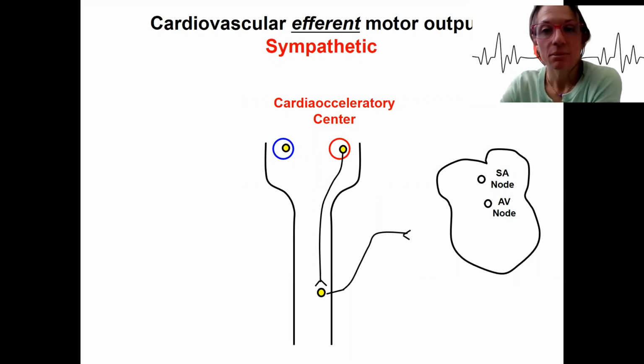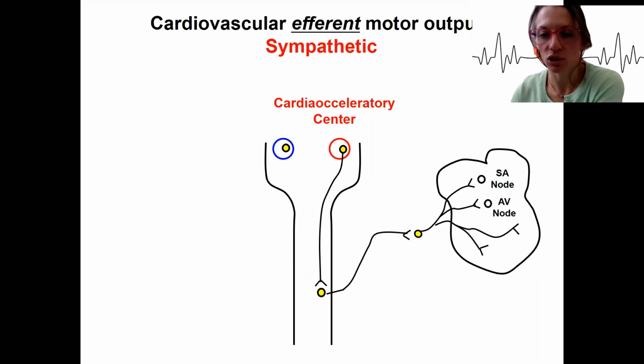We're back here again. Sympathetic motor outputs, efferent motor outputs. Efferent means motor, right? And so the sympathetic division, cardioacceleratory center is going to ultimately contact the SA and AV node to increase heart rate. However, the same neurons are also going to contact the myocardium.